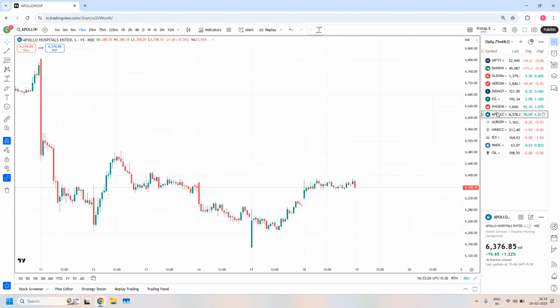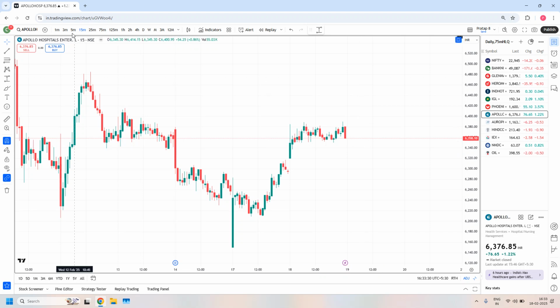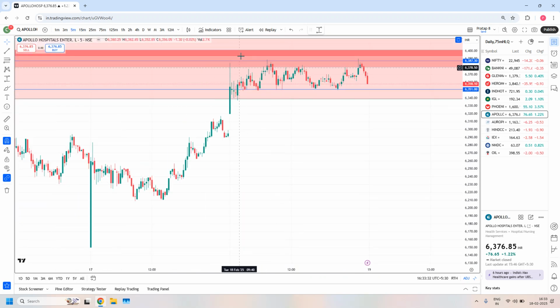Okay, next one is Apollo. This we already discussed. This is the only one today that gave some trade opportunity, right? I'm sure some of you might have taken this trade with some entry buffer.